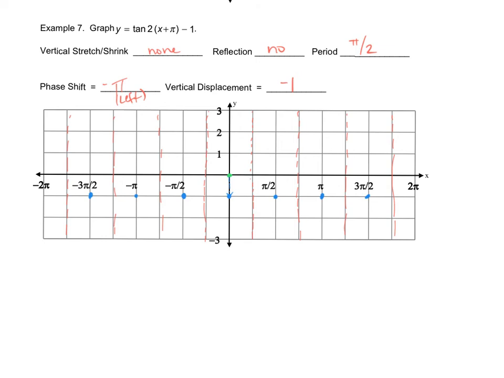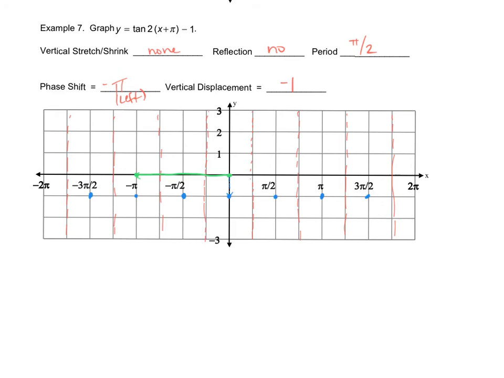So before I start drawing the curve, I have one more thing I have to do. I have to do a phase shift. So the phase shift would be pi to the left. So if I took that dot and I move it pi to the left, in this case, it ends up still in the middle of a set of vertical asymptotes. So I would have had a 0 there anyway. In this case, my phase shift hasn't done anything.